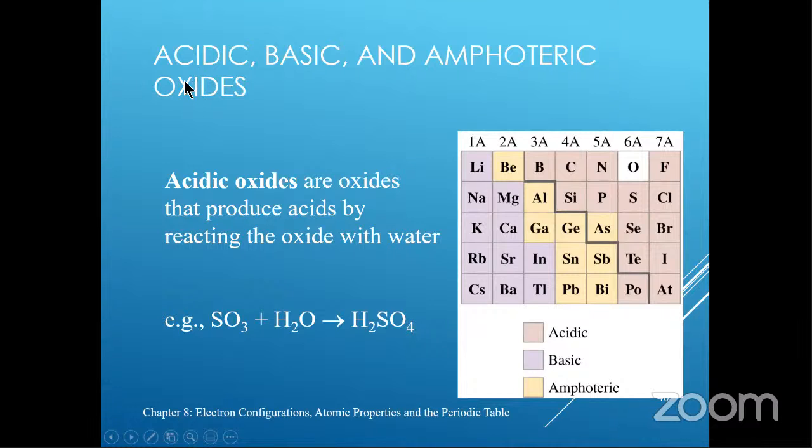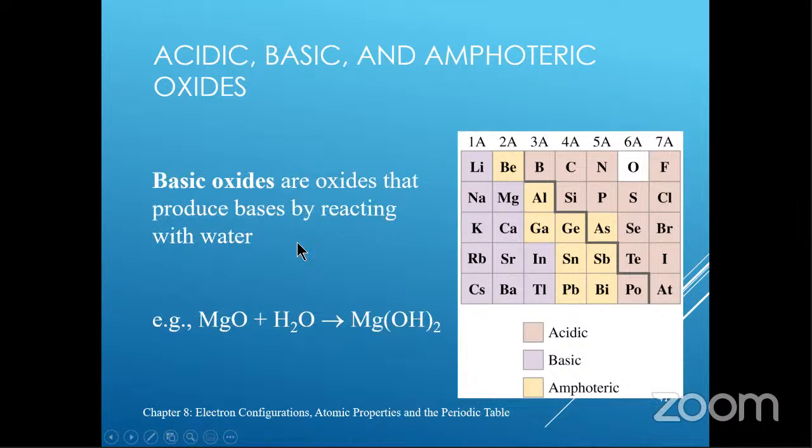Okay, so here we're going to talk about the difference between acidic, basic, and amphoteric oxides. Acidic oxides basically produce acids when added to water, such as the example shown here, sulfur trioxide, which when added to water forms sulfuric acid. So acidic oxides are mostly non-metallic oxides. Sulfur trioxide, sulfur dioxide, nitrogen dioxide, these are all acidic oxides, right? When added to water, they form acid solutions.